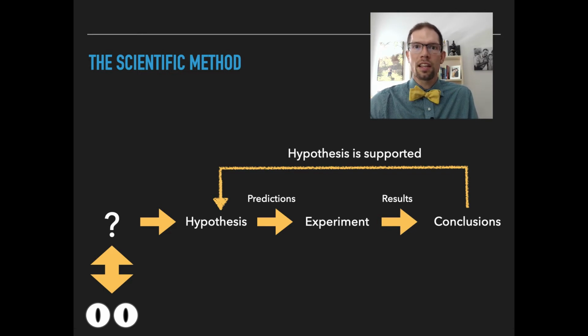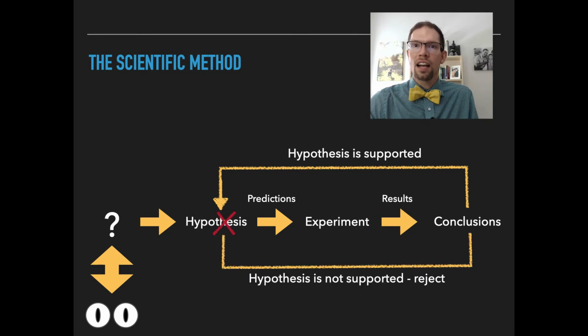Notice that I am not saying that this proves your hypothesis. Science does not allow you to prove something with absolute certainty. You can just gain more and more confidence in it as you fail to reject your hypothesis over and over again. Alternatively, if your hypothesis is not supported, you would reject the hypothesis. And if this was to happen, then you might come up with an alternative hypothesis or test an alternative hypothesis that you've already come up with and go through this process again.